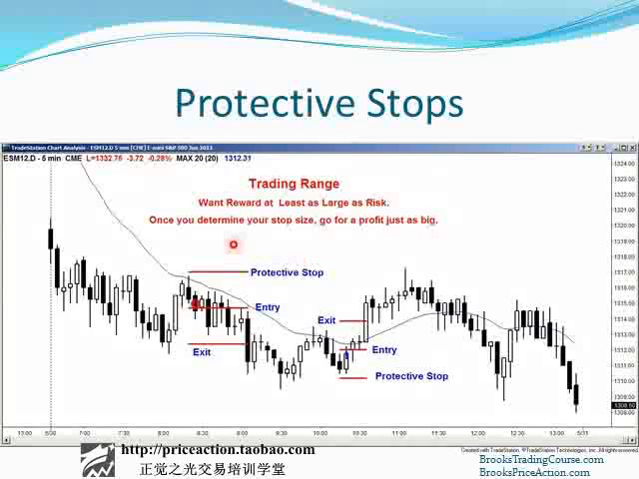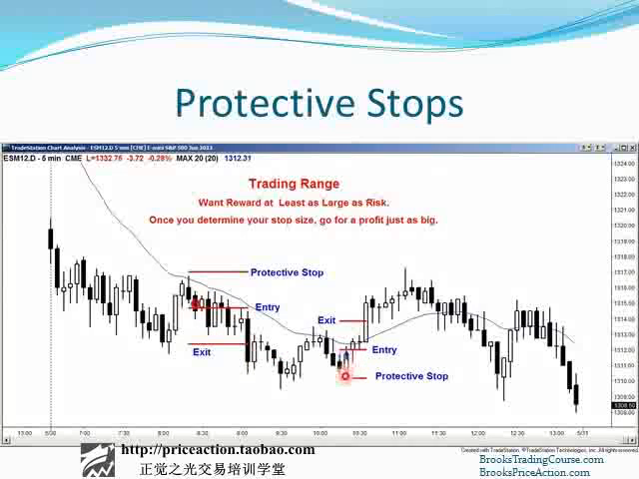When the probability is not all that high and you're not certain, then you need to go for a reward that's two times your risk, but you always go for a reward at least as large as your risk. Once you determine your stop size, then you go for a profit just as big. And very often you have to quickly convert your target based upon actual risk instead of initial risk. Here the initial risk is above the signal bar, but once you were in the trade, your actual risk was right here. I don't have it drawn in, but this bar went down about two times actual risk.